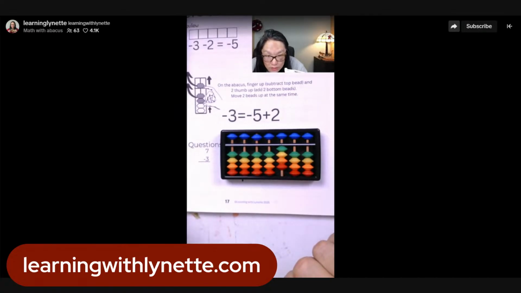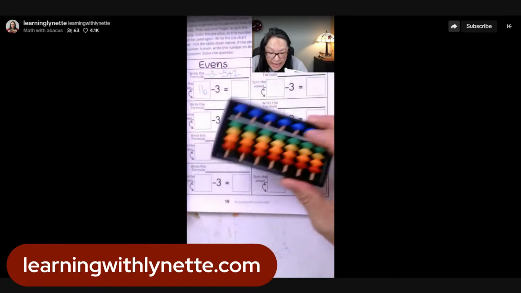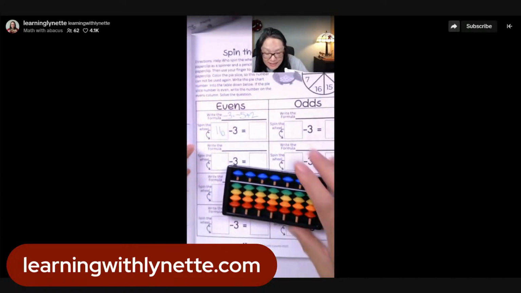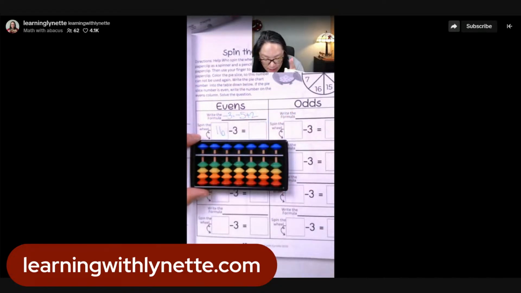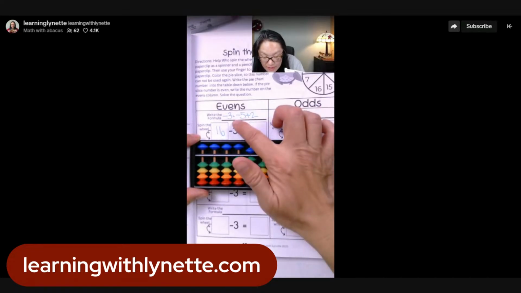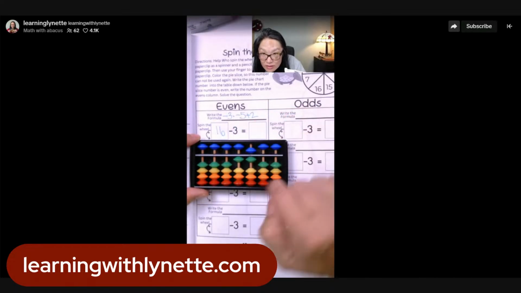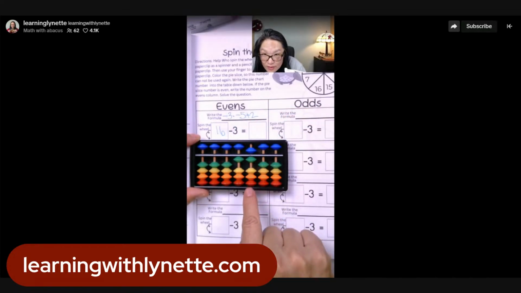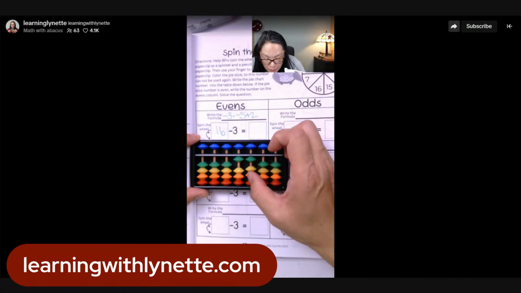And you'll see that it's the same thing, the same concept. You see the number pattern. We have 16 and then take away the 3. There's not enough to take away the 3. What do we do? Minus the 5 plus the 2. So my final answer is 13.